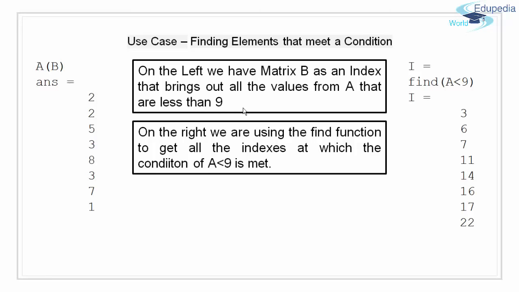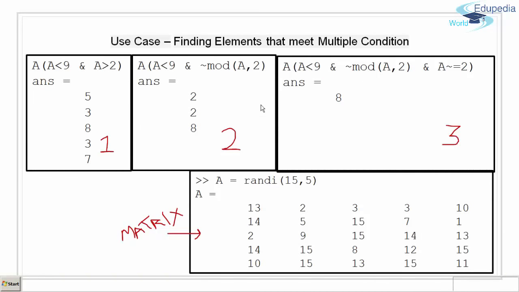We can use logical and, logical or and logical not operators to apply any number of conditions to an array. The number of conditions is not limited to just 1 or 2. Let's take matrix A as shown at the bottom. I have applied 3 multiple conditions that are shown in 3 boxes numbered 1, 2 and 3. In the first box, I have given the condition A less than 9 and A greater than 2. The result is a column vector with all elements from A matching the criteria.